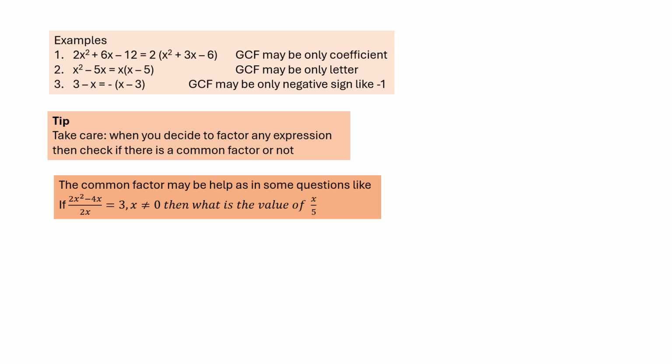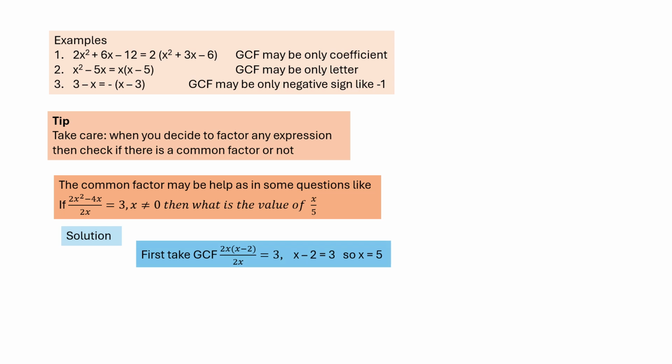First of all, take 2x as a GCF from the numerator. So 2x times (x minus 2) over 2x, cross out 2x with 2x. So x minus 2 equals 3, and move the 2 to the right-hand side with a positive sign. So x will be 5. You must take care from this view: see if there is a common factor or not for any algebraic expression. Look at the request, it was x over 5. So x was 5, and 5 divided by 5 will be 1.